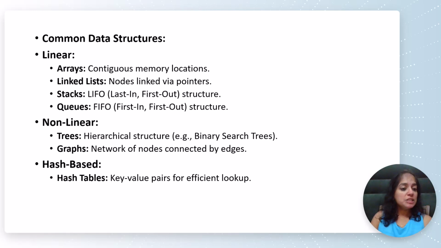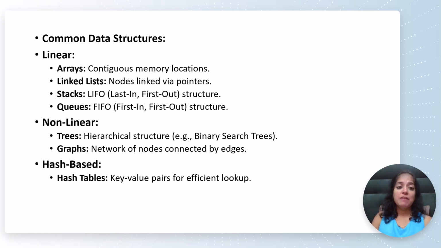The common data structures are linear data structures and non-linear data structures. The linear data structures include arrays, linked lists, stacks and queues. Non-linear are trees and graphs. And one more we have is hash based, which stores the information in the form of key value pairs.